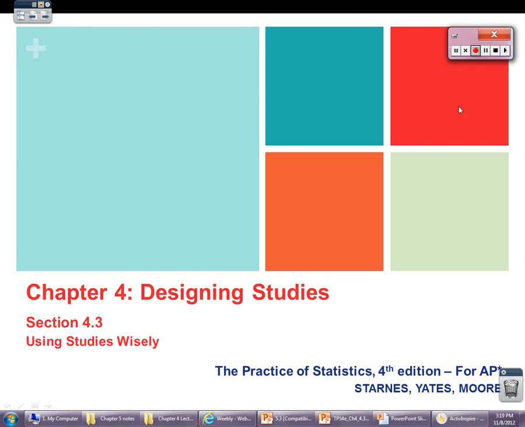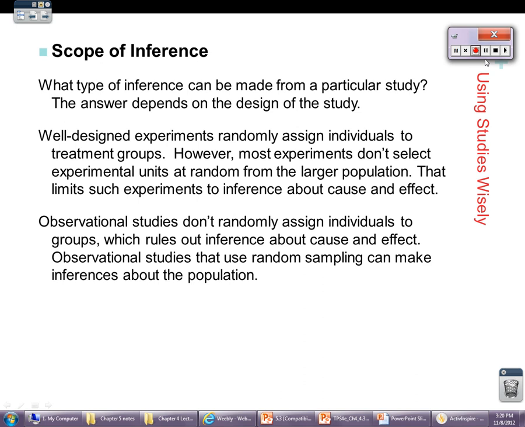Next, I'd like to highlight a few featured items from section 4.3 on designing studies. These notes should follow fairly closely along with your text if you wish to follow along with me. Let's look at the scope of inference. The key difference between experiments and observational studies is that observational studies don't always show a cause and effect relationship. They may show a correlation.